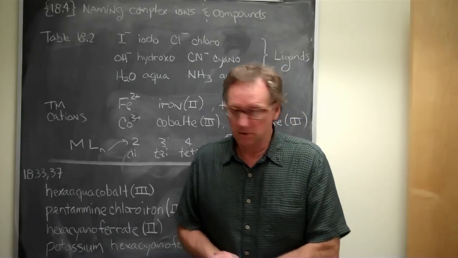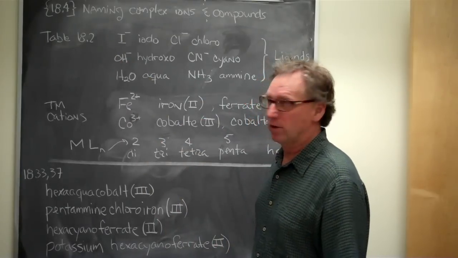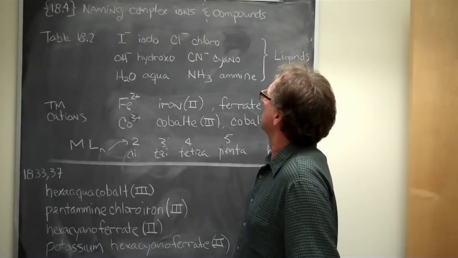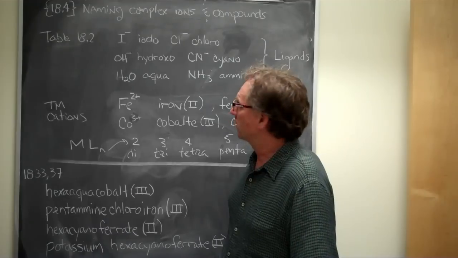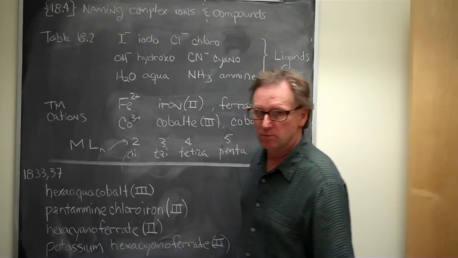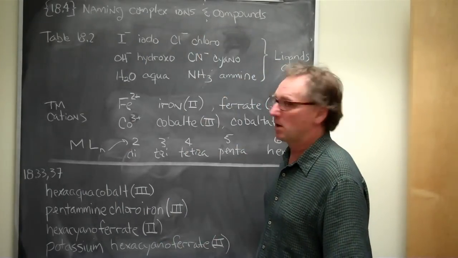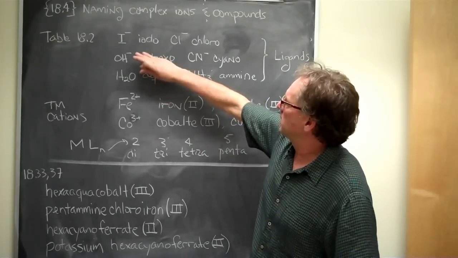Okay, well here I'm about to talk to you about section 18.4, which has to do with naming complex ions and compounds that involve transition metal cations and ligands. So a good reference is table 18.2. First I want to talk to you a little bit about the ligands. And so ligands get these names.